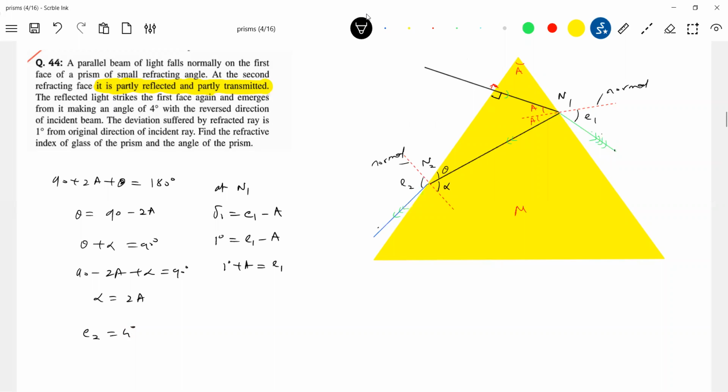So applying Snell's law at N1, mu sine A should be equal to sine E1. So mu equals sine E1 by sine A, where E1 is sine of 1 degree, A plus 1 degree, by sine A.